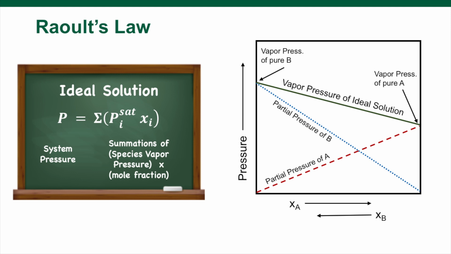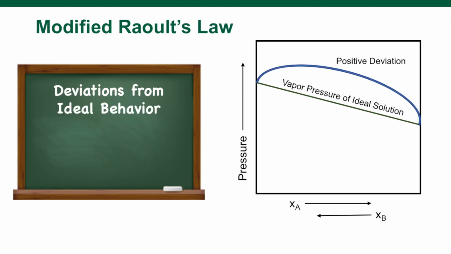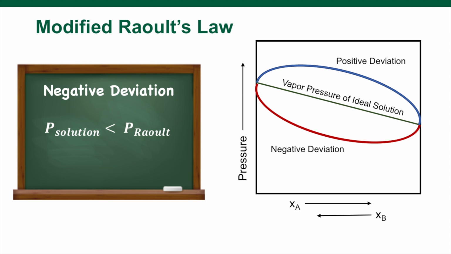In an ideal solution, the summation of the fractional vapor pressure terms equals the vapor pressure of the solution. The solid green line shows this summation. At low pressures, the gas tends to behave ideally. However, the intermolecular forces in the liquid phase will result in non-ideal liquid behavior. This may cause a positive or negative deviation. In a negative deviation, the actual pressure of the solution is less than that predicted by the ideal Raoult's law calculation.